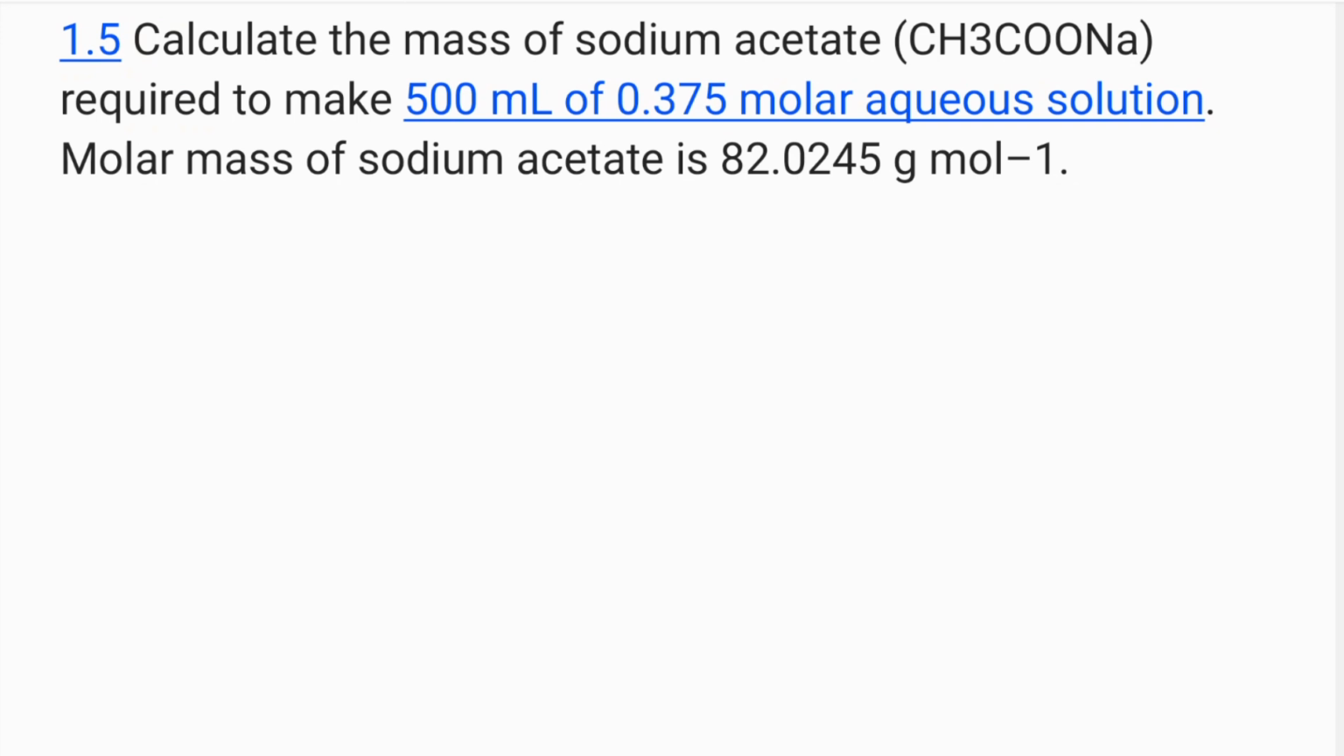Once again we are starting with the next question, which is 1.5. Calculate the mass of sodium acetate, CH3COONa, required to make 500 milliliter of 0.375 molar aqueous solution. The molar mass of sodium acetate has been given, which is 82.0245 grams per mole. So over here we have been given the molarity of the solution, which is 0.375 molar.